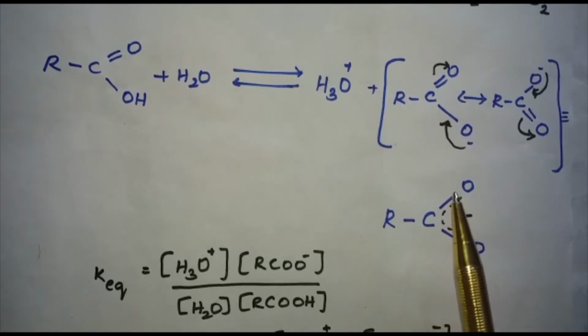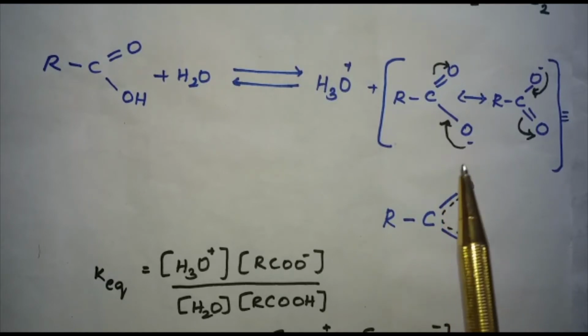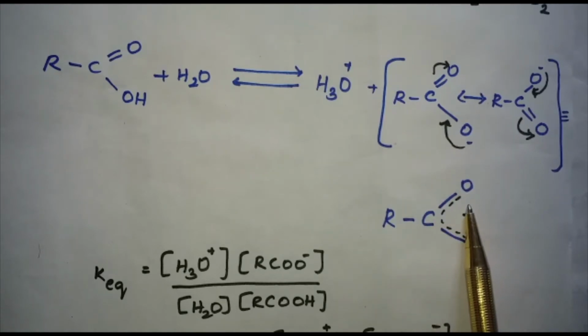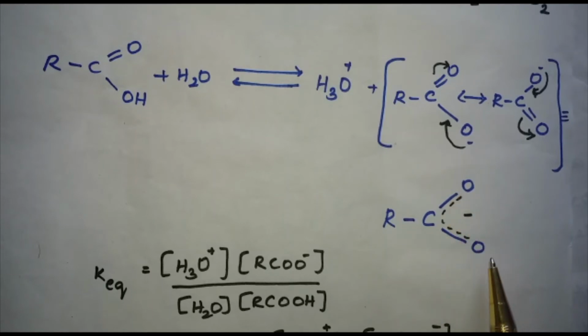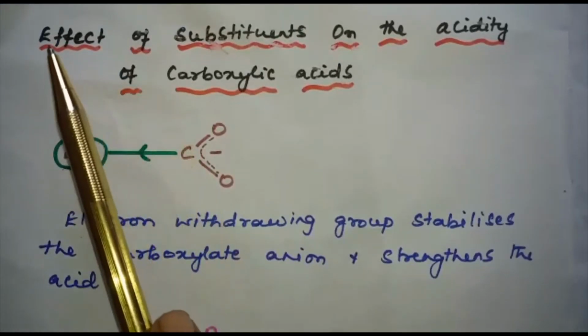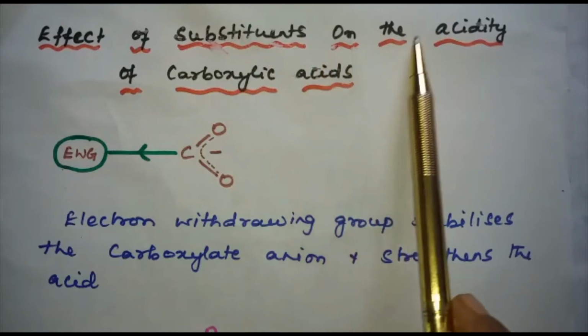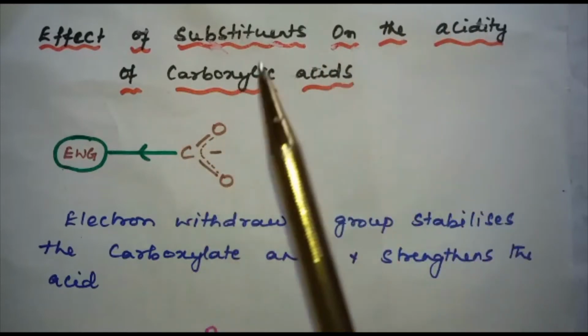So, carboxylic acids are more acidic than phenols. Now you know the reason why: the negative charge is between two highly electronegative oxygen atoms. Next is the effect of substituents on the acidity of carboxylic acids.